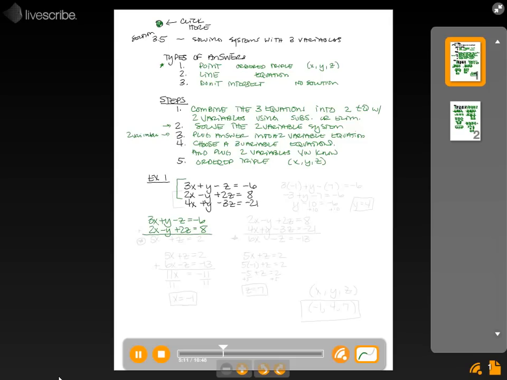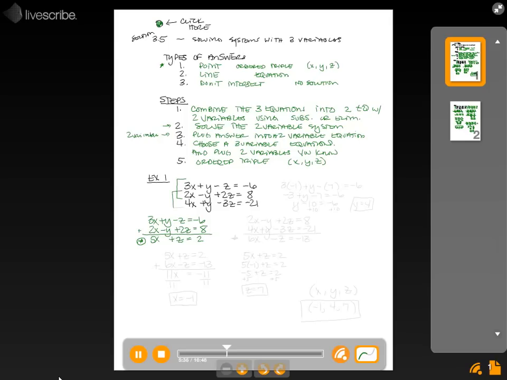And I'm going to use elimination. The y's are going to cancel. Remember, we add down. So I get 5x. The y's are gone. Negative z plus 2z is just plus z equals negative 6 plus 8 is 2. Okay, that's going to be important. That is one of our two variable equations because we've canceled out the y's.